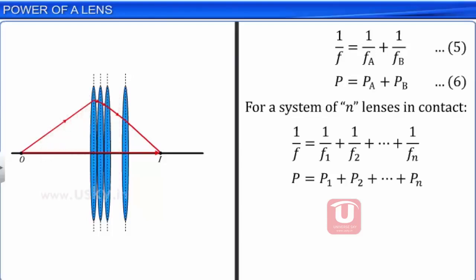While using these equations, it is important to note that proper sign convention is to be applied for the values of focal length and optical power.